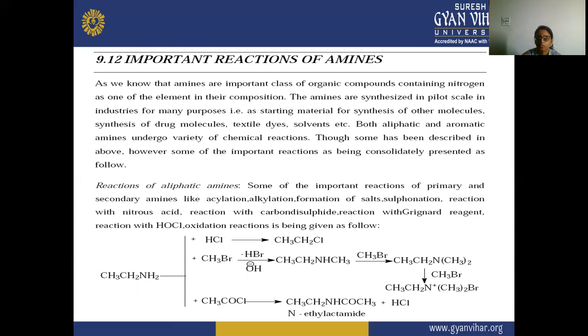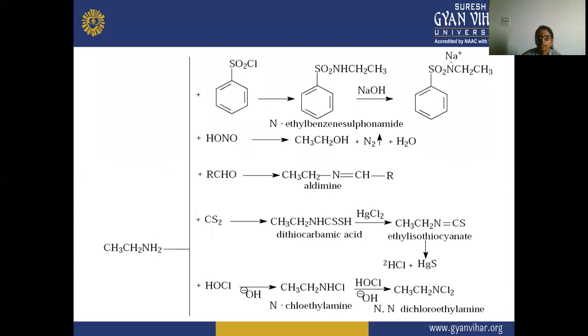Next, a primary amine reacts with acetyl chloride, and there is a formation of N-ethyl acetamide. Next, it reacts with benzene sulfonyl chloride, forming a sulfonamide, the N-ethyl benzene sulfonamide. After that, sodium hydroxide is added, and there is a formation of a salt.